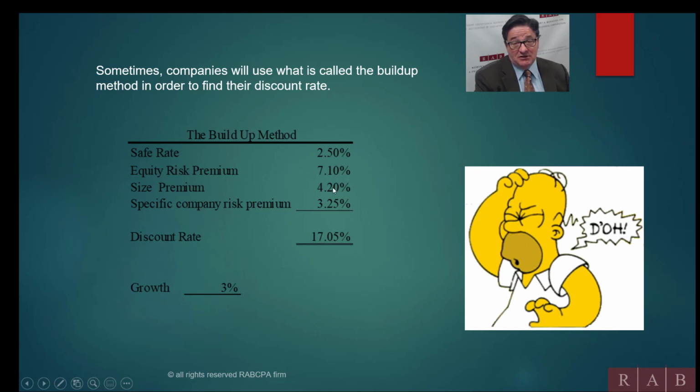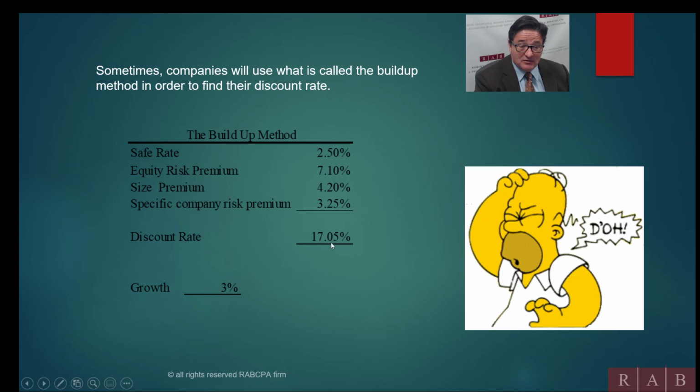And a size premium: the bigger a company, the less risky it is, for obvious reasons, right? A big company has better management, they have access to loans and stuff like that, they usually have an established marketplace, that's how they got big in the first place. And then specific company risk. Some companies are more risky than others, right? Restaurants, extremely risky, right? There's lots of stuff that you will apply this to.